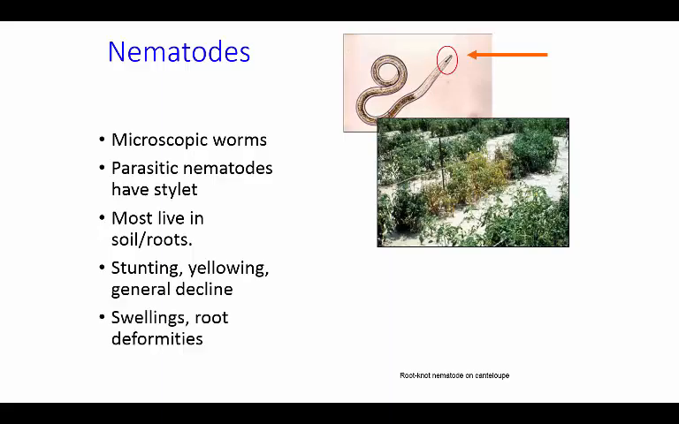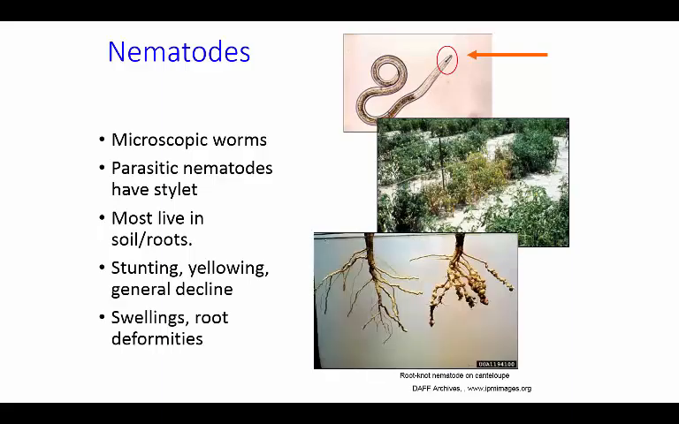Some nematodes cause swellings or root deformations. So this root symptom on the left is a normal one. The root system on the right shows a lot of swellings, which is caused by the root knot nematode, a common pathogen on lots of different kinds of vegetables.